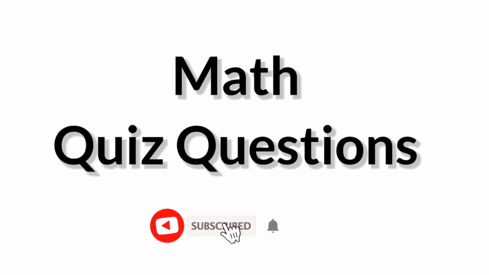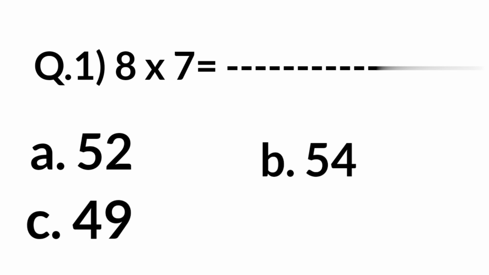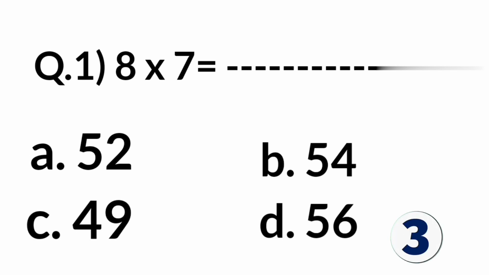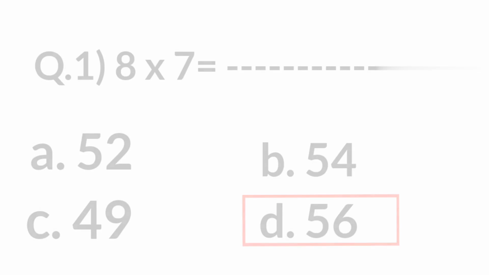Math quiz question. Question number 1. 8 multiplied by 7 is equal to option A 52, option B 54, option C 49, option D 56. The correct answer is 56.